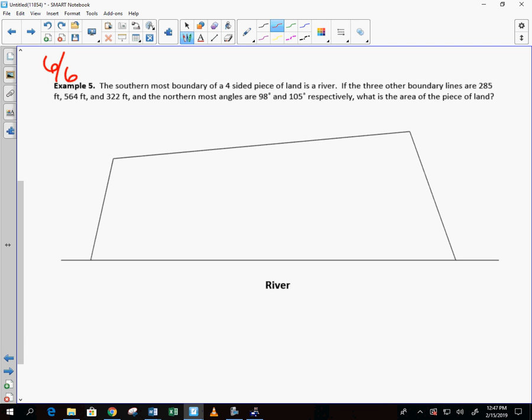Ties everything together. The southernmost boundary of a four-sided piece of land is a river. The other three boundary lines are 285, 564, and 322 feet. The angles are 98 degrees and 105 degrees, respectively. What is the area of this piece of land? It's important to know the area because that's how you're taxed, by the square footage of the land that you have. How many acres of land do you own?